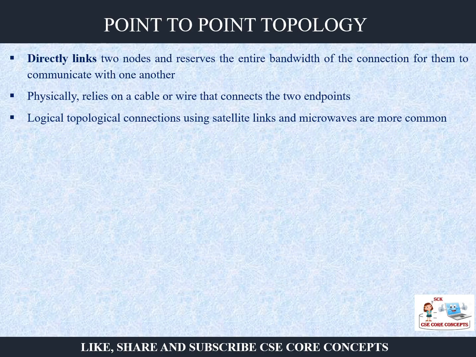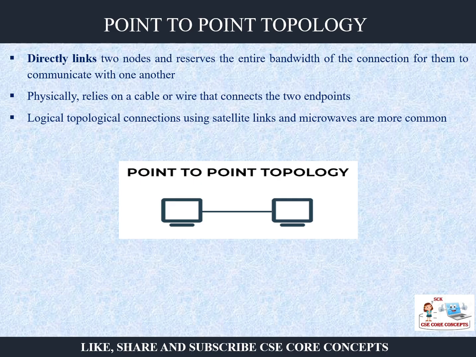Let's start with the point-to-point topology. As its name suggests, it directly links two nodes. You have two nodes and they are connected to each other, so the entire bandwidth is used only by both of them. Physically there is a cable or a wire that connects these two endpoints, and logically the connection can also be a satellite link or microwaves.